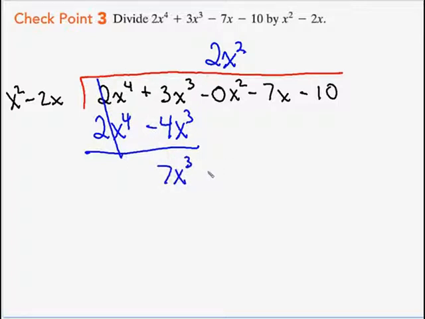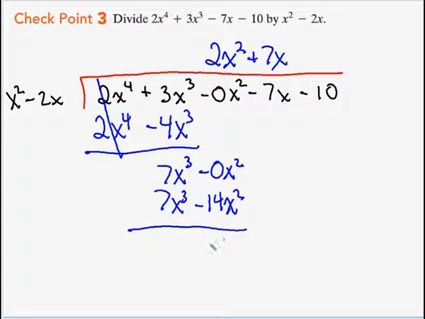7x cubed, bring down the 0x squared, the next term. Something times x squared is 7x cubed. It's got to be 7x. So we multiply and get our 7x cubed, and then 7 times minus 2x is minus 14x squared. So we subtract, adding the opposite. Now it's 14x squared, and we bring down the 7x.